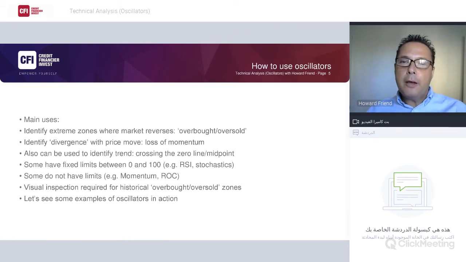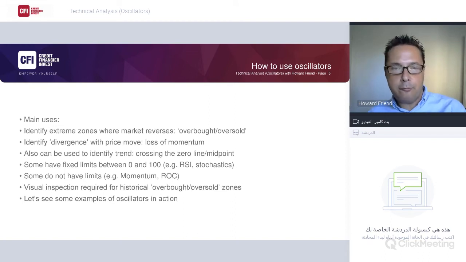Okay, so how do we use oscillators? Well, the main uses of oscillators are to identify extreme zones where the market typically reverses. In other words, regions where the market has been historically overbought and oversold. These values are important because they can give us a framework to enter or even exit a trade based on the historical nature of the market, how far it gets beyond its previous values.